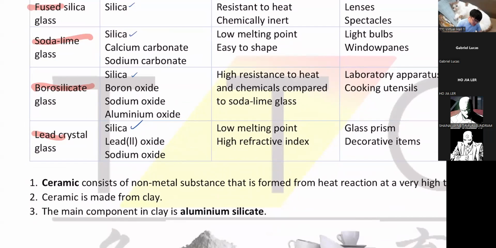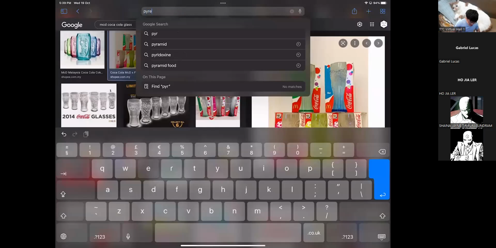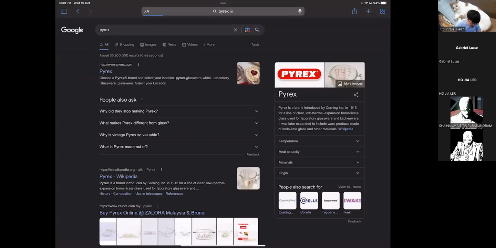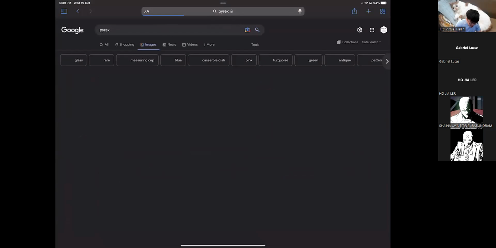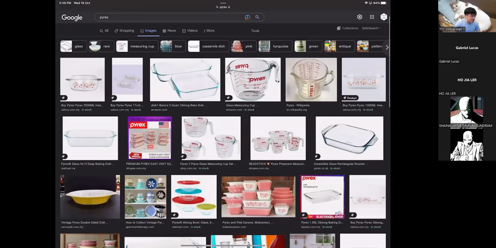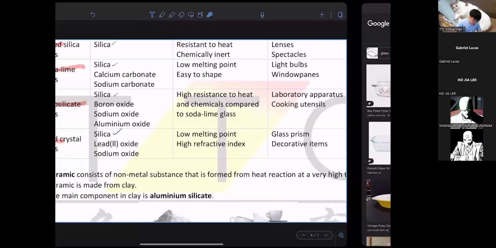If you have this thing called Pyrex, have you seen this brand before? It's quite expensive. This is your Pyrex glass. This thing is borosilicate. They are very strong. They are very different from your soda lime.